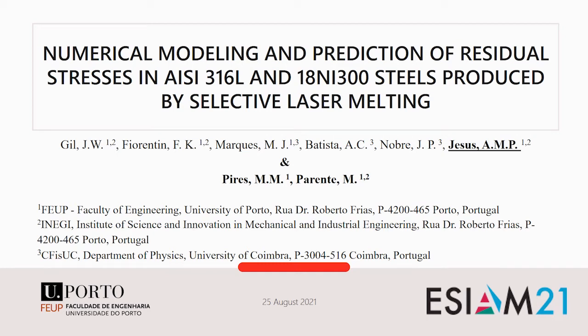Hello everyone, my name is Abílio and I will present the work entitled Numerical Modeling and the Prediction of Residual Stresses in AISI 316L and 18Ni300 steels produced by selective laser melting. A special thanks to the team, Marques, Batiste and Nobre, for providing the experimental residual stresses, and the remaining of the team that assisted the numerical simulations, with greater emphasis to Maria Pires and Marco Parente.